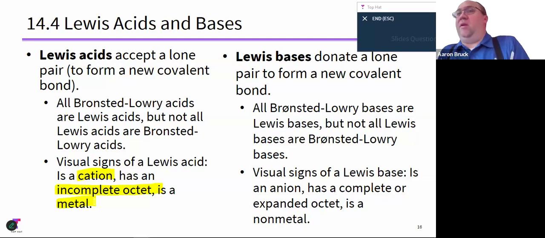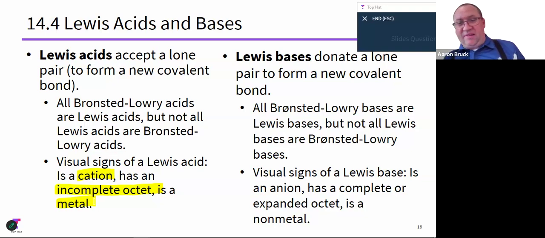This middle one's a big one. If I have an incomplete octet, so if I'm electron deficient because I only have 6 electrons around me instead of the normal 8, I'm much more prone to accepting that extra pair of electrons as a Lewis acid. And metallic. Metallic elements tend to be very good Lewis acids.